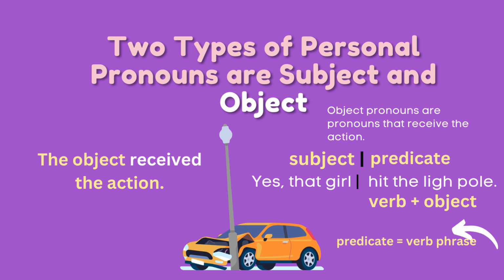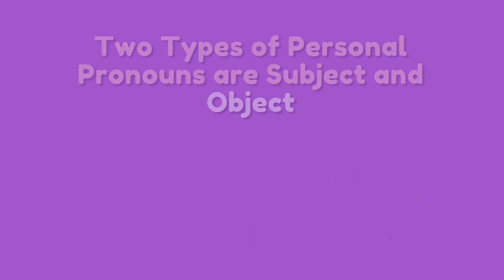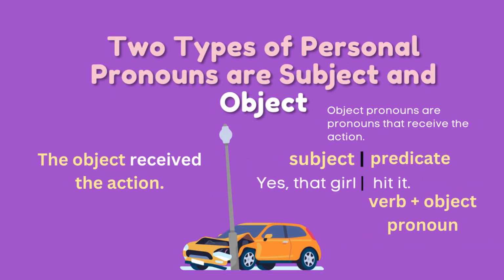Object pronouns are pronouns that receive the action. In the sentence, "That girl hit it," what is it referring to? The light pole. We already said that the light pole received the action, so the light pole is the object. Therefore, the pronoun it replaces light pole, so it is an object pronoun.